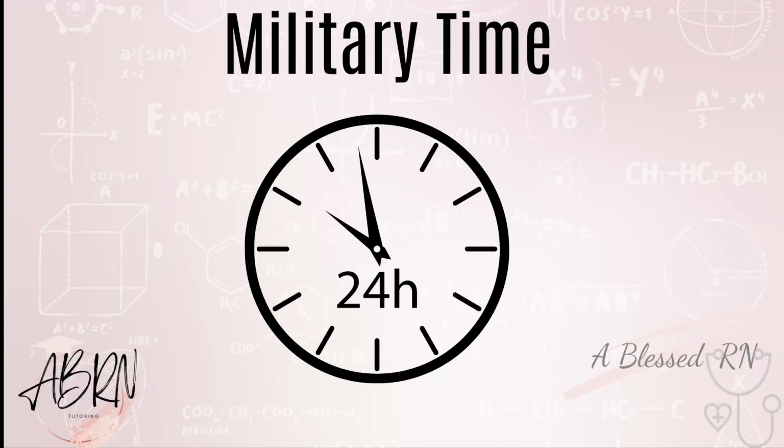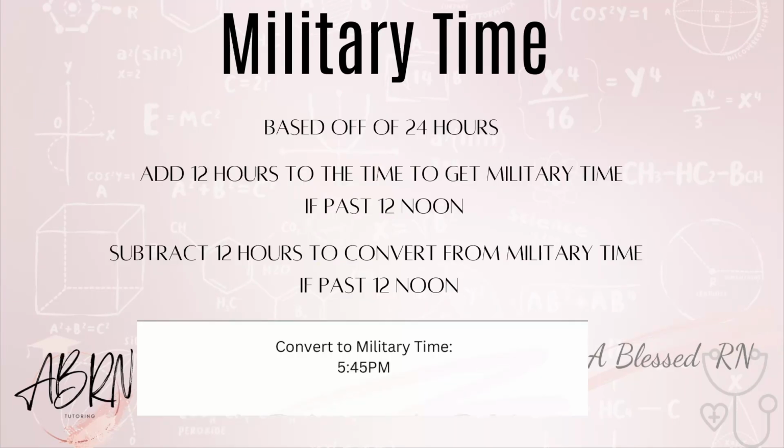So converting to military time is simple. If your time is past 12 noon, you would add 1200. If it is before 12 noon, you simply add 0 in front of the hours. To convert from military time, you would simply subtract 12. And remember to replace the colon and remove the 0. And of course, put AM or PM.